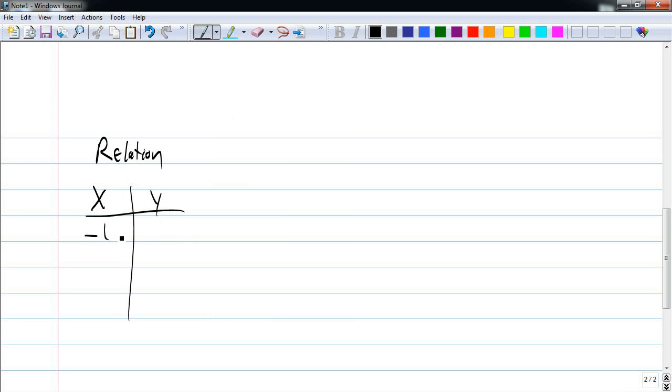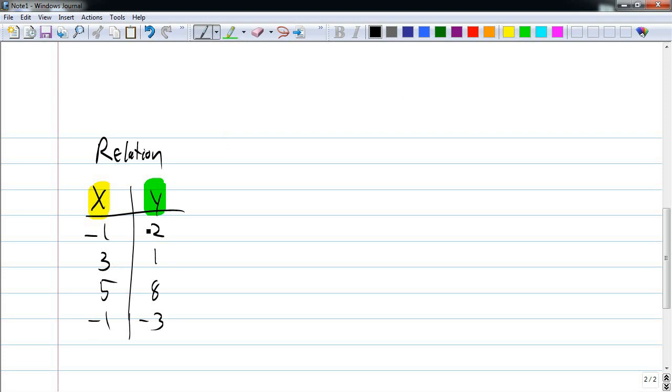-1 is related to 2, 3 is related to 1, 5 is related to 8, and -1 is related to -3. Okay. Now, typically, we call the first number in each of the pairs x, and the second number of each of the pairs y. Okay, and these are related together for some reason. I don't know why, but for some reason. Okay, this is a relation.